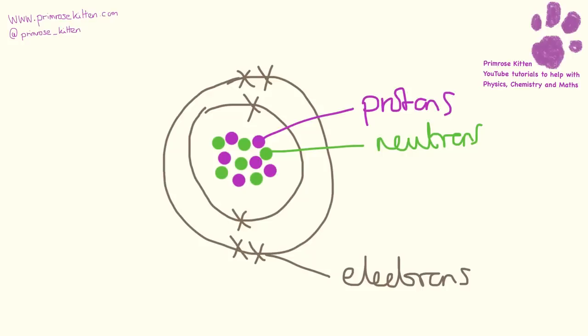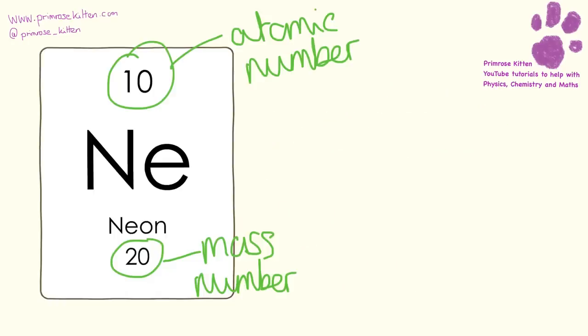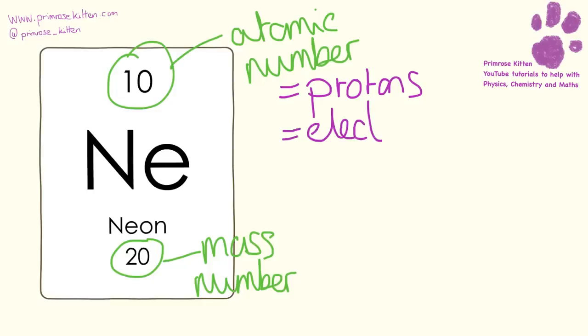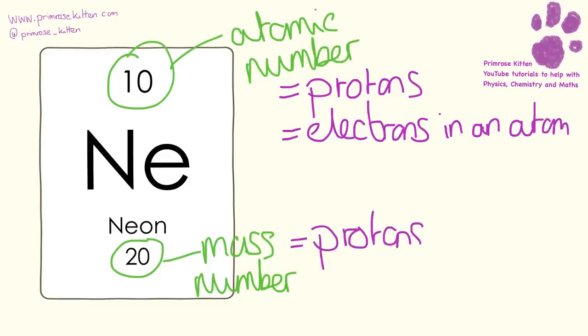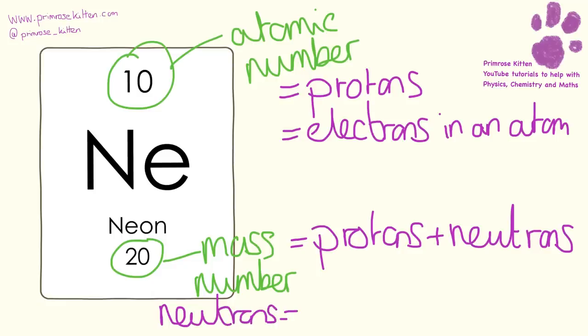So what you need to know is that a proton is plus one, neutrons are neutral, and electrons have a minus one charge overall. Atomic number and the mass number tell us lots of bits of information. The atomic number is equal to the number of protons, and it is equal to the number of electrons in an atom. The mass number is equal to the number of protons plus the number of neutrons. So if we wanted to work out the number of neutrons or something, we could just do neutrons equals mass minus atomic.